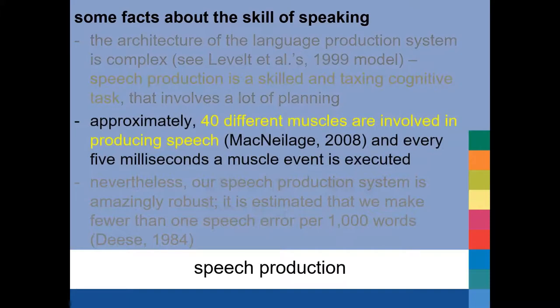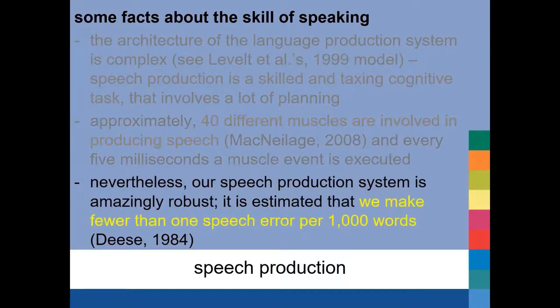Now, when we speak, approximately 40 different muscles are involved in producing speech. And approximately every 5 milliseconds, one muscle event is executed. So it's a fast succession of events. Nevertheless, our speech production system is amazingly robust, and we make relatively few errors. It's estimated that we make less than one speech error per 1,000 words.